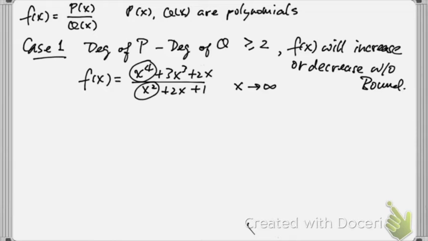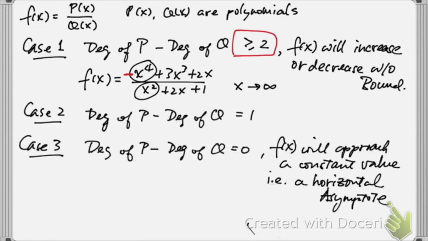And let's say if I were to put a negative sign in front of the x to the fourth, similarly, the numerator is going to grow negatively so much faster than the denominator, and the function is going to decrease, keep going to negative infinity without bound. So in either case, the function does not have a limit that it is approaching. Okay, so that's case number one, again, when the degree difference is greater than or equal to 2.